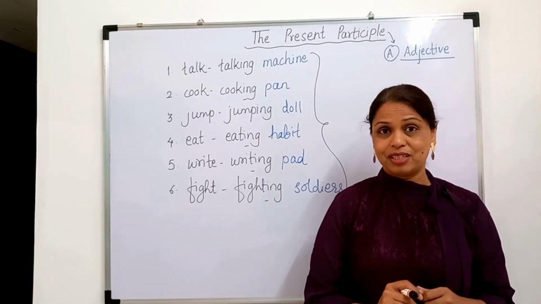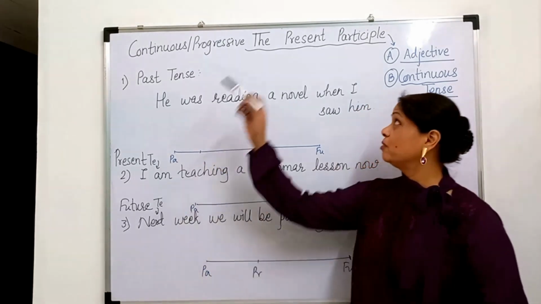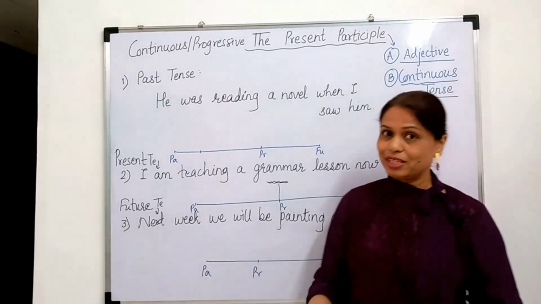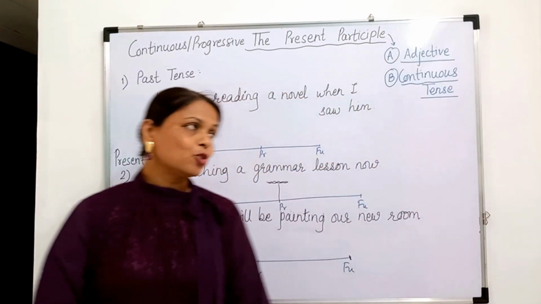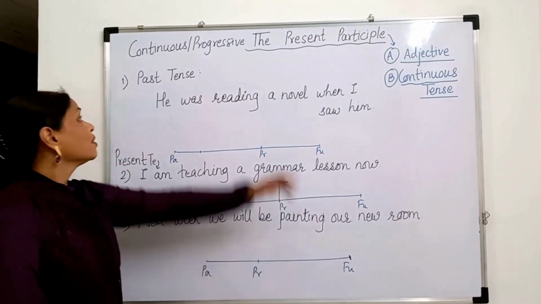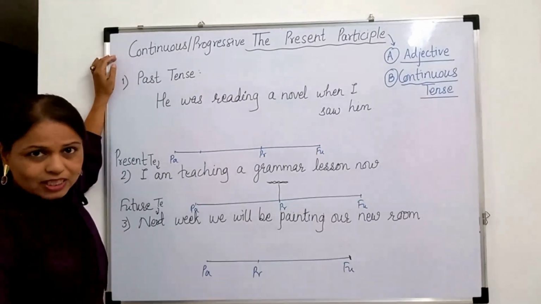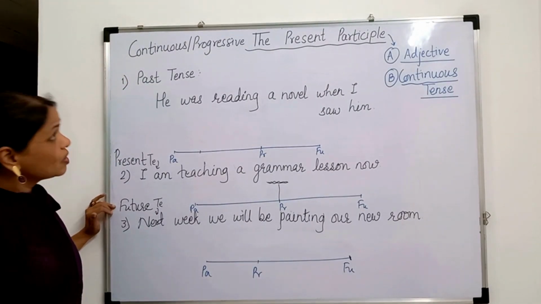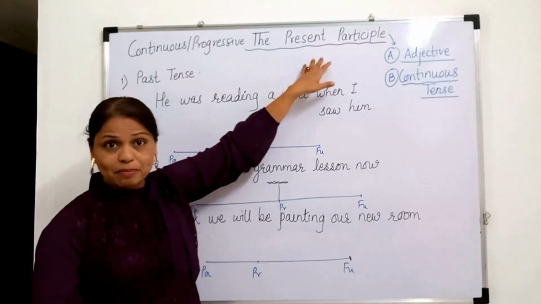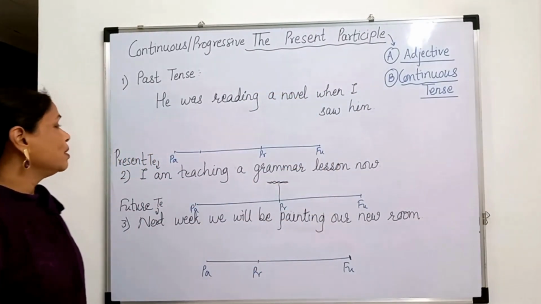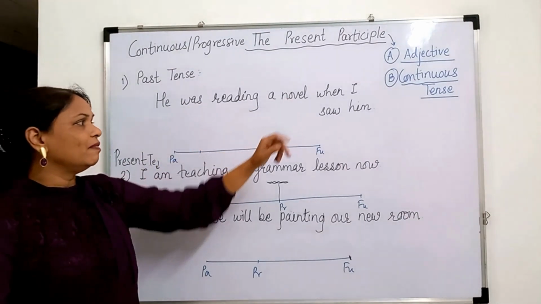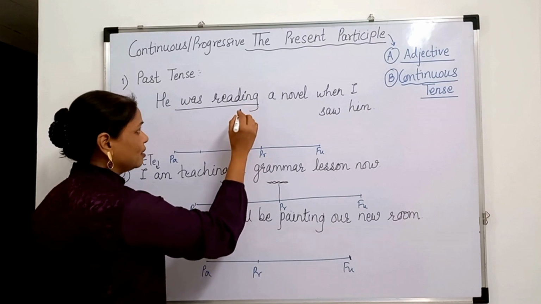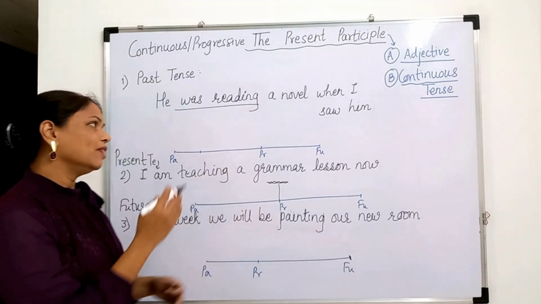The second important usage of the present participle is it is used in the continuous tense. Let's see the example so we'll understand it clearly. The continuous or the progressive tense, whether it is past continuous, present continuous or future continuous, one has to use the present participle. Let's see the examples. He was reading a novel when I saw him. Look at this verb, was reading. The action of reading was going on when I saw him.